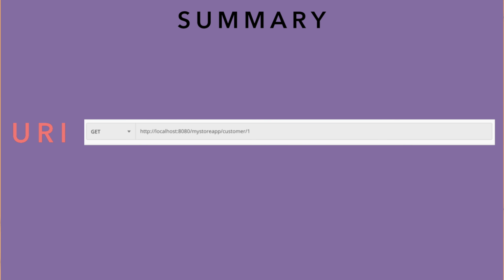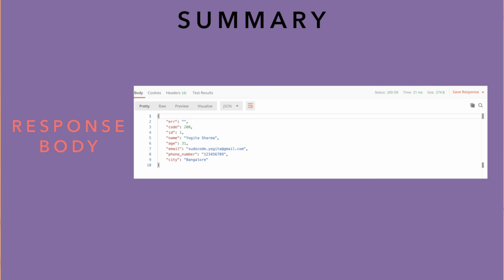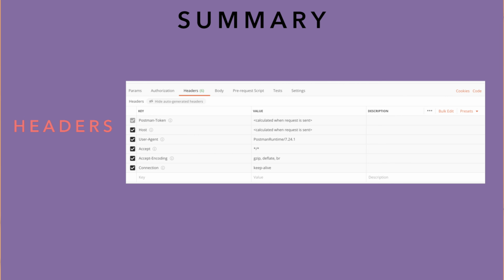Now, covering all of it in summary, this is how the URIs of a GET request look. There is no request body. This is how the response body looks, and this is how the headers look.